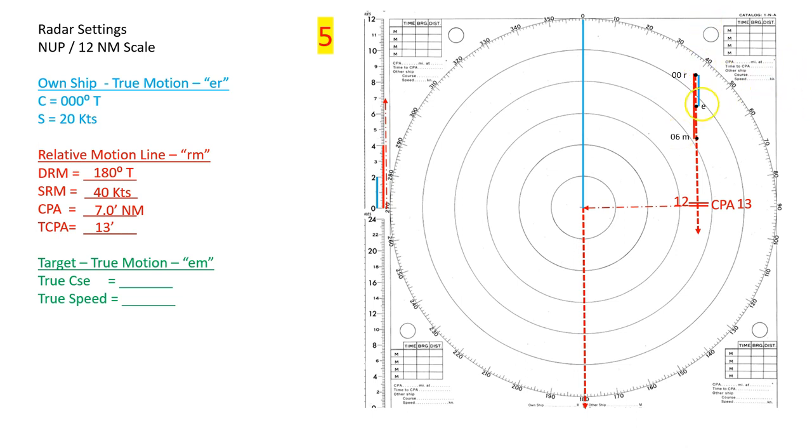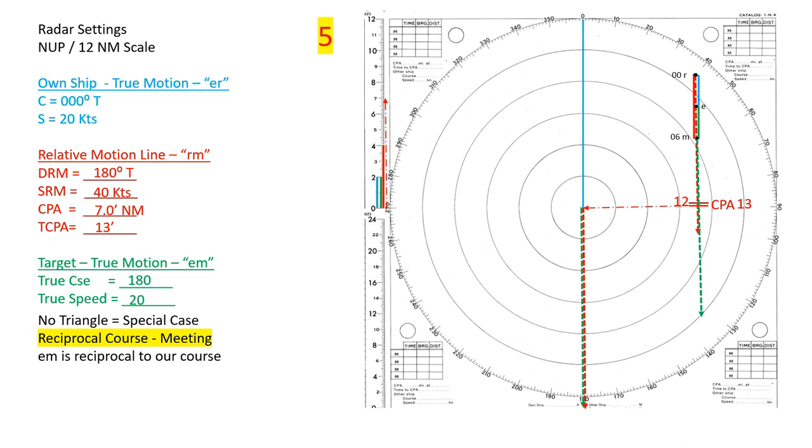So their direction is E to M. Okay, E to M. So they're going 180. And the speed that they're going, well, that's the distance they went in 6 minutes. I bring that over here. And they're going 2 miles in 6 minutes, which means their speed is 20. So they are on a reciprocal course. We're going to refer to this as meeting. Reciprocal course for meeting. EM is reciprocal to our course, which is ER. E is between R and M.